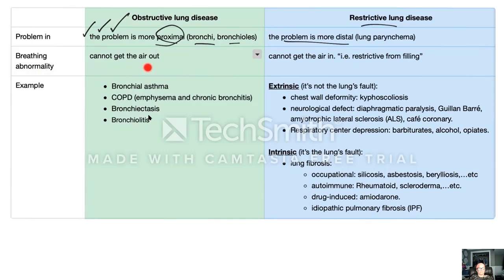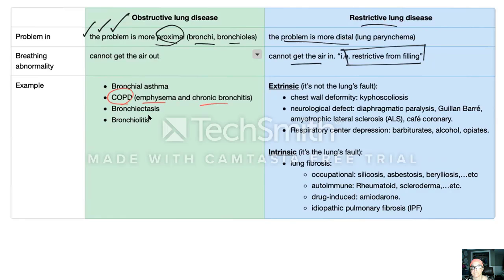Breathing abnormalities. The patient cannot get the air out. In restrictive lung disease, the patient cannot get the air in. His or her lungs are restricted from filling. Example, bronchial asthma, COPD, bronchiectasis, and bronchiolitis. COPD is an umbrella term that includes emphysema and chronic bronchitis.